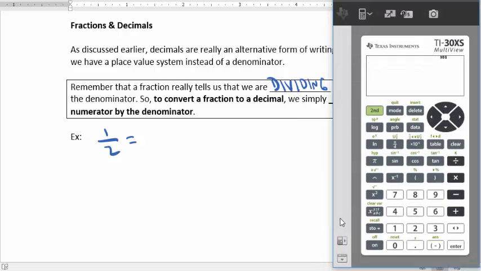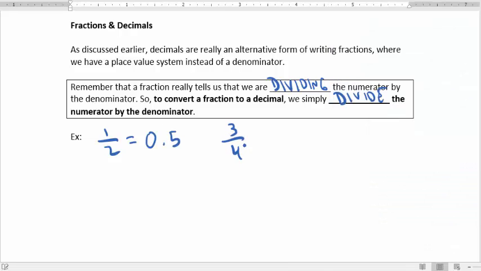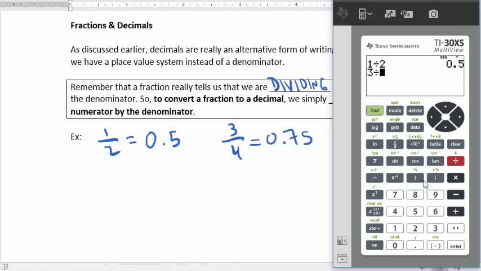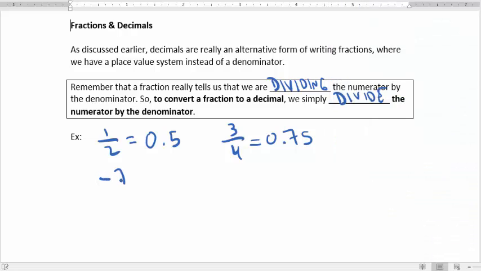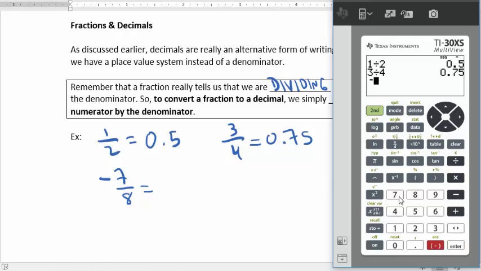Because if we do 1 divided by 2, we get 0.5. 3/4, you know that's 0.75, because if you divide 3 divided by 4, you get 0.75. Okay, what is negative 7/8? It's negative 7 divided by 8, which is negative 0.875.